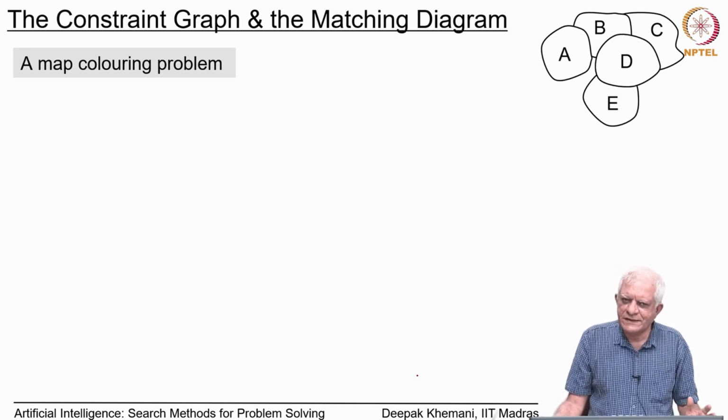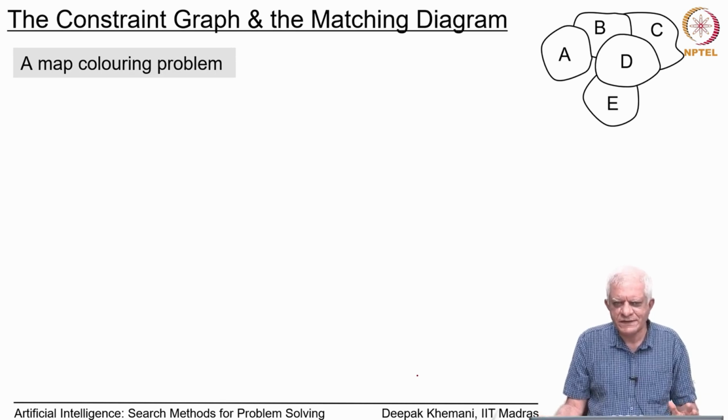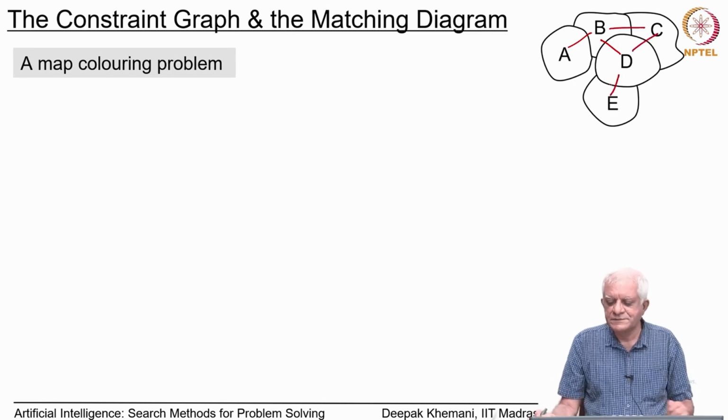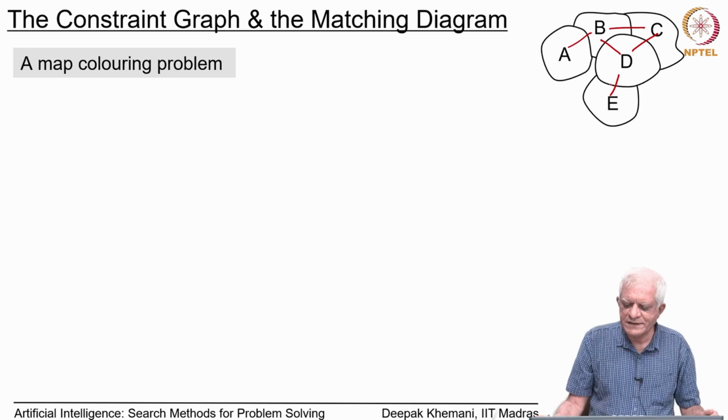And the problem is to assign a color to each region from its domain, such that no two adjacent regions have the same color. So, A and B cannot have the same color, B and D cannot have the same color, D and E cannot have the same color, B and C cannot have the same color, and so on. So, this naturally lends itself to a representation which computer scientists really like, that you can say that these are the relations between these different regions, that you can't color them in the same color.